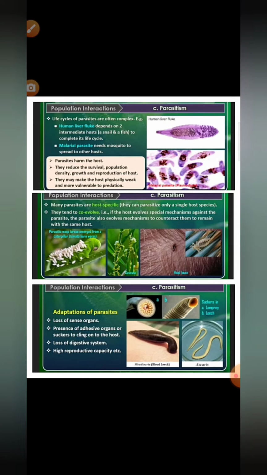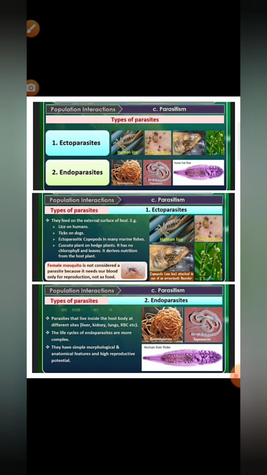And the majority of the parasites harm the host by reducing the survival, growth and reproduction of the host. They reduce its population density by making the host physically weak. Okay, this is about parasitism. Now you know parasites may be of two types. One is ectoparasite, another is endoparasite. Ecto means outside, endo means inside.